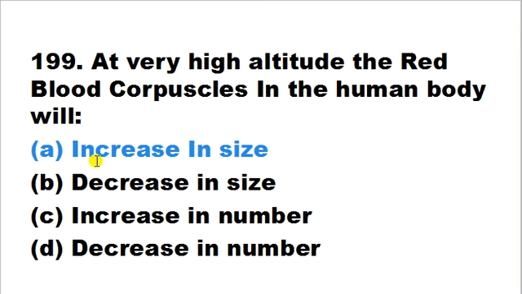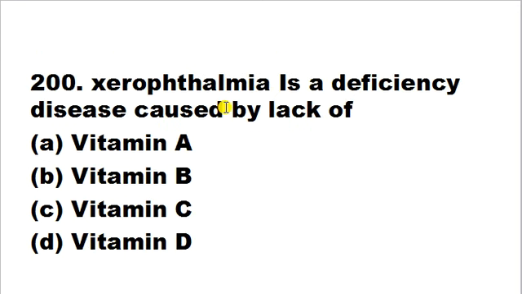Xerophthalmia is a deficiency disease caused by lack of vitamin A, vitamin B, vitamin C, vitamin D. So here xerophthalmia is a condition in which dryness of the cornea and conjunctiva of the eye occurs.